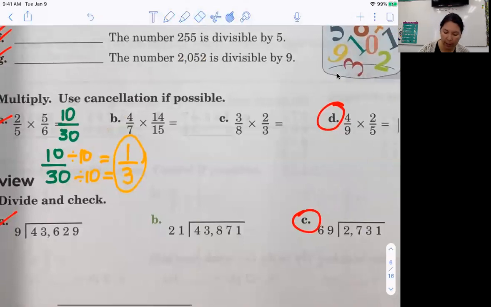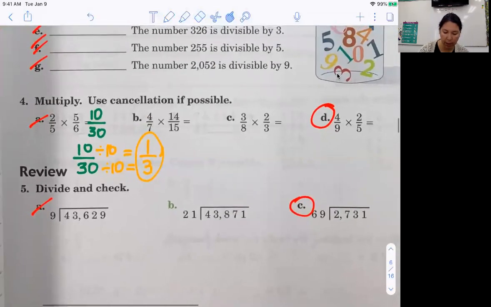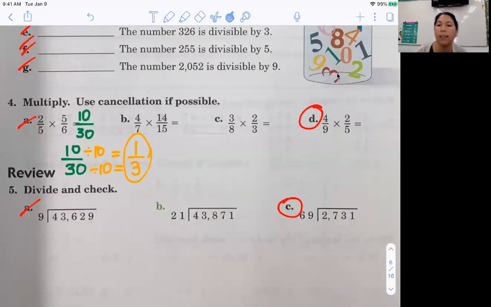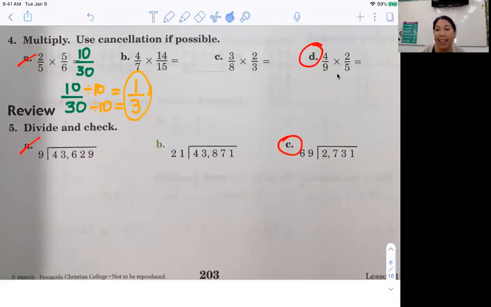I want you guys to do D by yourself. Go ahead and push pause and do letter D, the one that's circled. 4/9 times 2/5. All right, good job, guys. Okay, moving down to long division. We are gonna do letter A together, and then you're gonna do letter C on your own.